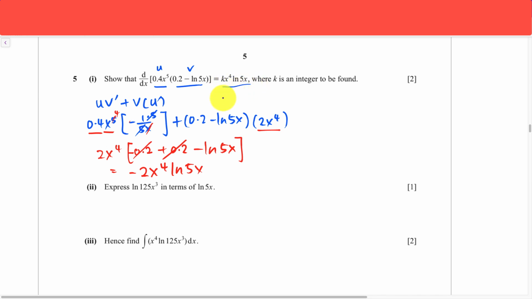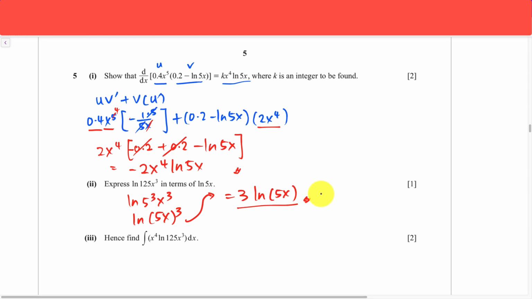And you might be wondering if negative 2 is considered an integer. Yes, negative 2 is a negative integer, so it is considered an integer. So this is how you get 2 marks. Then he asks you to express this one in ln 5x. Luckily I know that 125 is basically 5 power of 3 times x power of 3. So I will factorize out the power of 3 here and then bring the power of 3 to the front, so I get 3 ln 5x. Done. This is what it means by in terms of ln 5x.